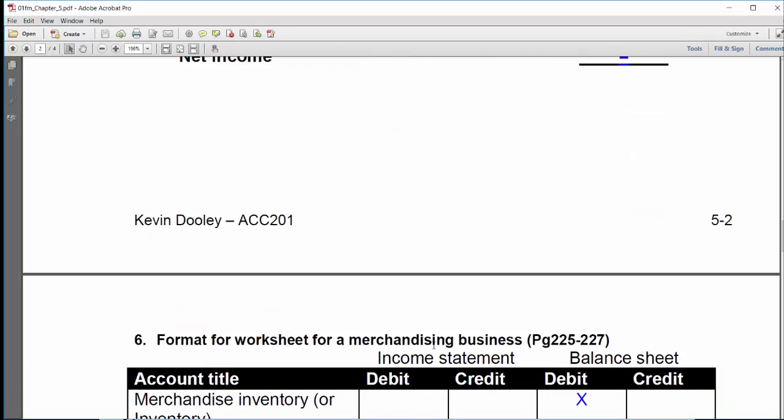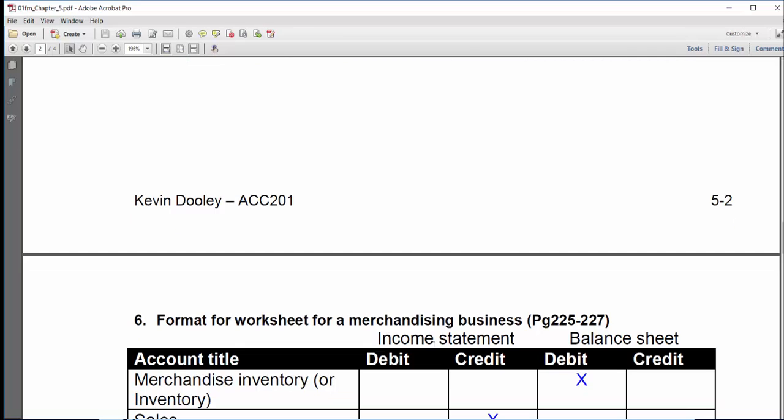Last thing, when we're talking about a merchandising business, we have a worksheet that we're going to use to speed up preparation of our financial statements and a bunch of new accounts that we didn't have before. First of them is inventory or merchandise inventory. That's a balance sheet account. You'll find it in the debit balance of the balance sheet in a worksheet for a merchandising business.